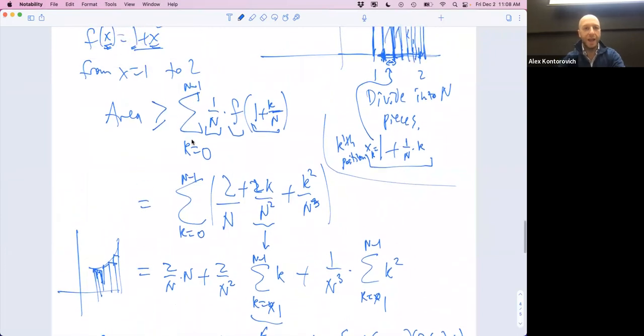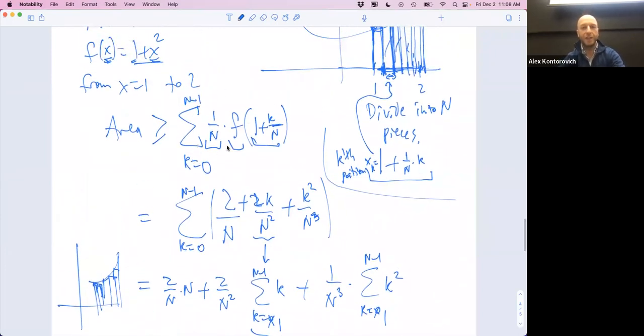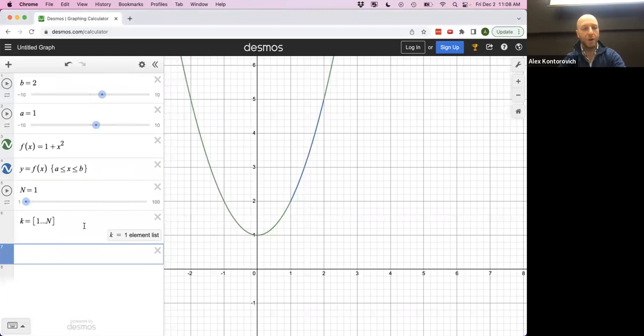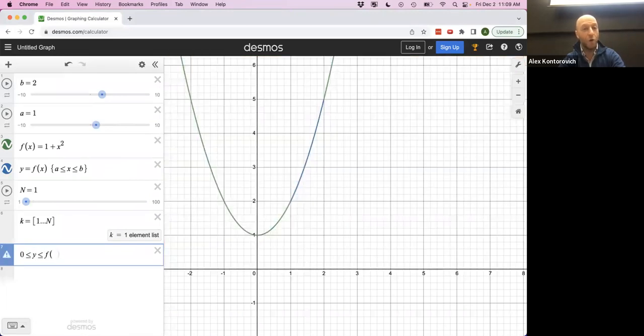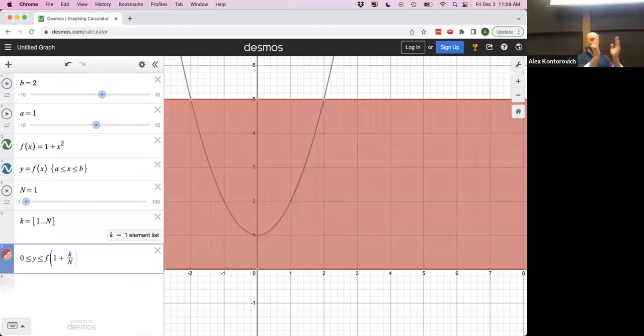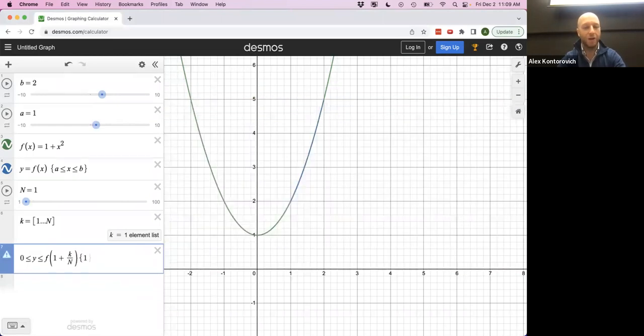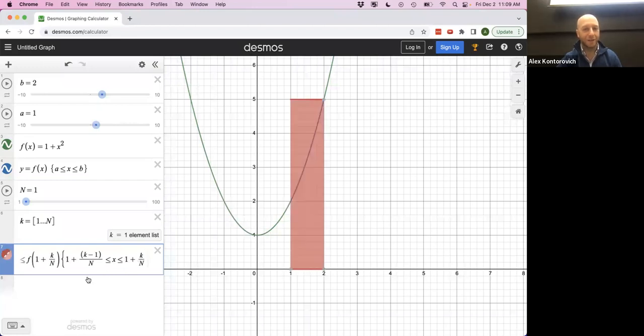So look at what we're going to do. We're going to take rectangles. So I want to see the rectangles as y goes between 0 and f of 1 plus k over n. Right? That's that rectangle. But on the range where x ranges from 1 plus k minus 1 over n up to 1 plus k over n. Okay, let's look at this. What this means, oh no, don't go back.